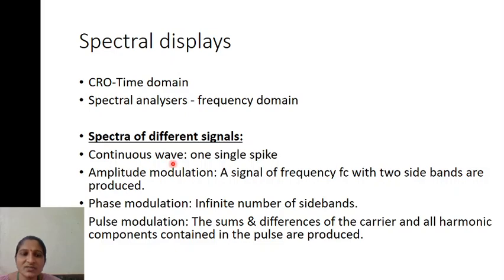For a continuous wave, the spectrum will be a single spike, and for amplitude modulation, a carrier frequency with two side bands will be observed. For phase modulation, an infinite number of side bands will be observed, and for pulse modulation, the sums and differences of the carrier and all harmonic components contained in the pulse are produced. So this is about the spectrum displays.